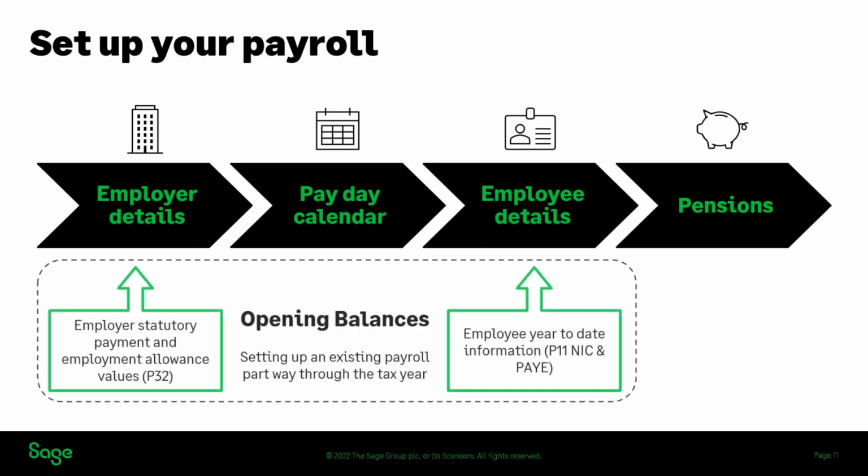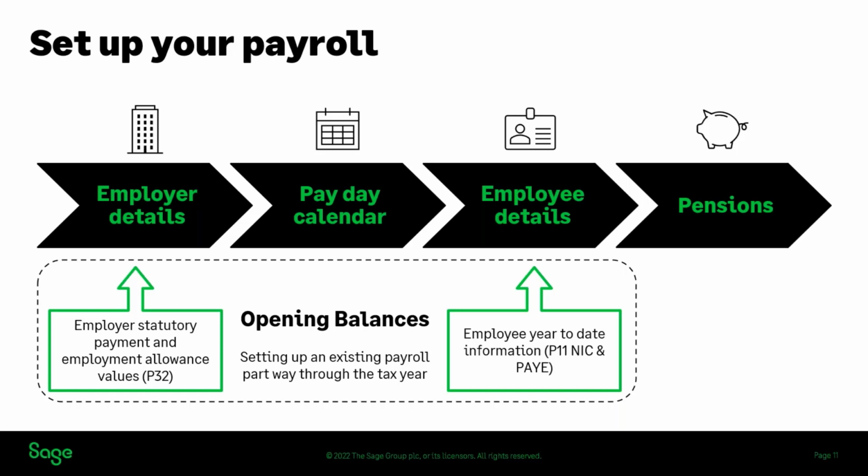But if you are moving to Sage, you do have some further steps, as you'll need to provide opening balances. So that would include any employer opening balances if you've reclaimed statutory payments or employment allowance. You get that information from a P32 report, as well as employee details. That's their year-to-date information available on the P11 NIC and PAYE reports. And those employee year-to-date values can actually be imported if you go down the import routine.